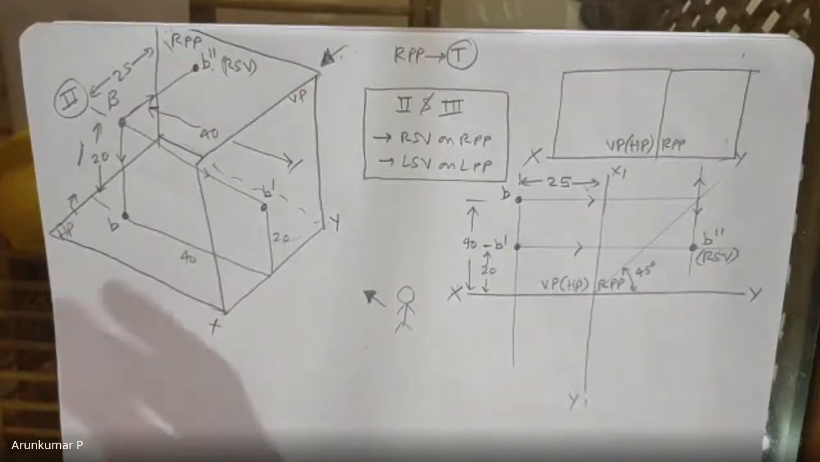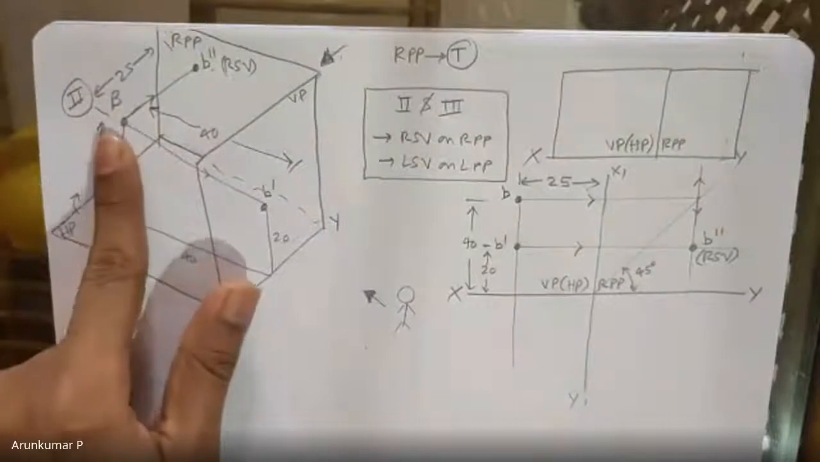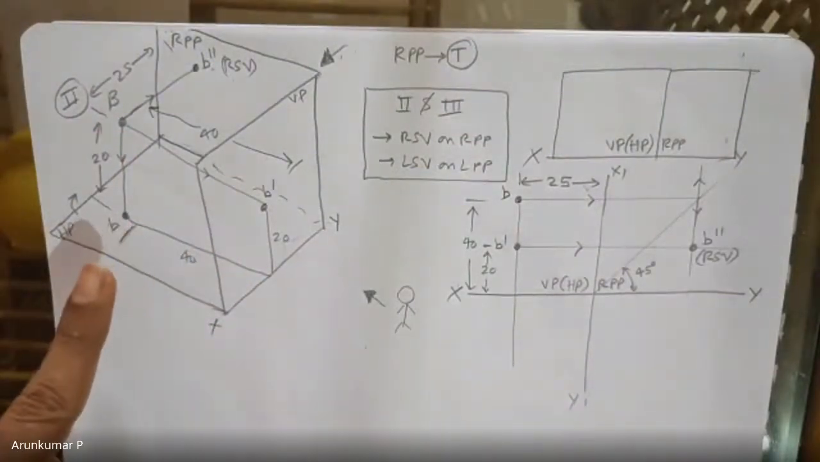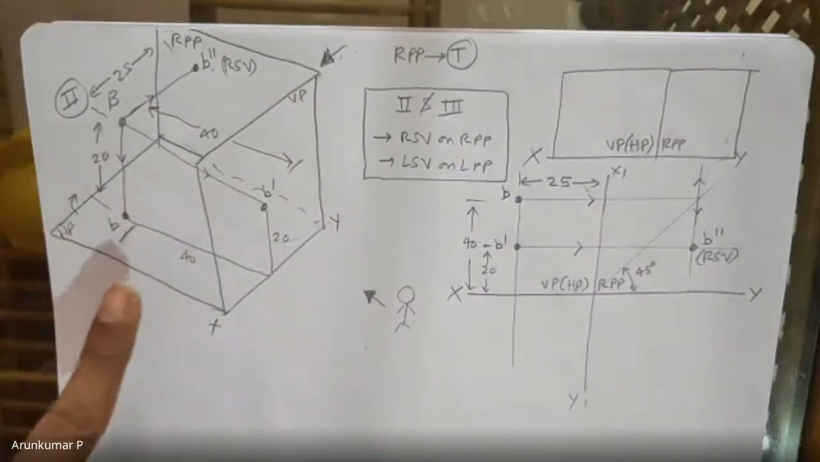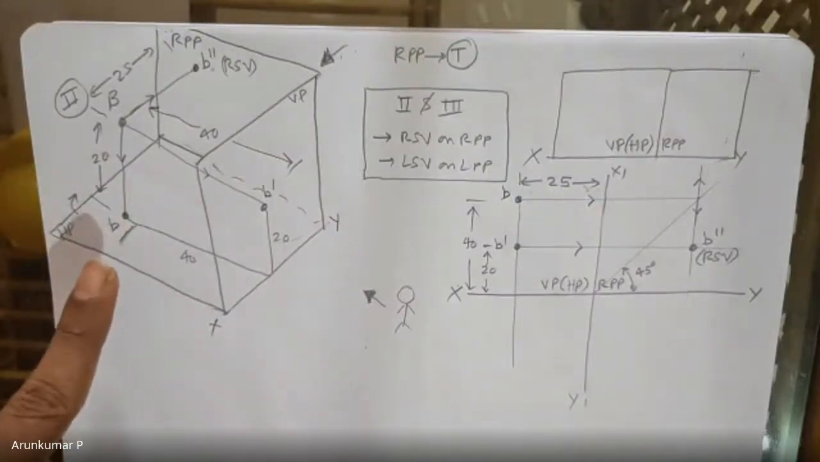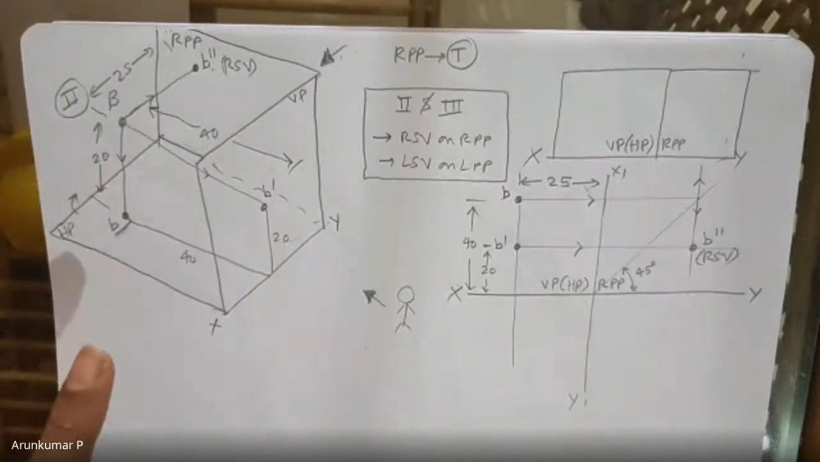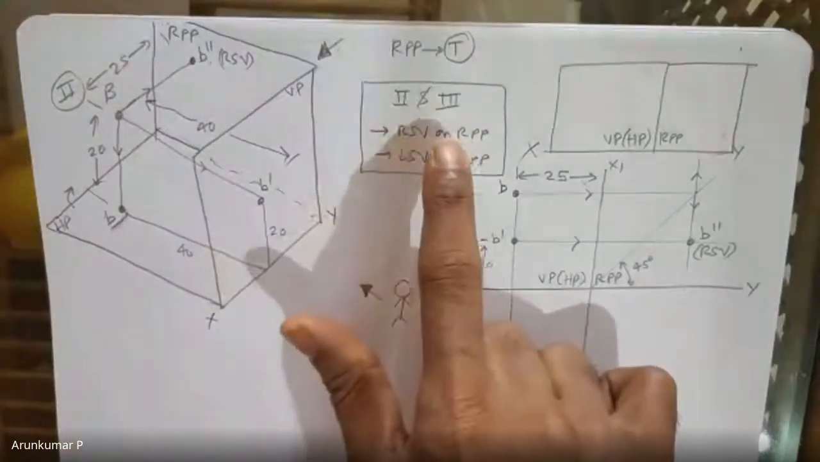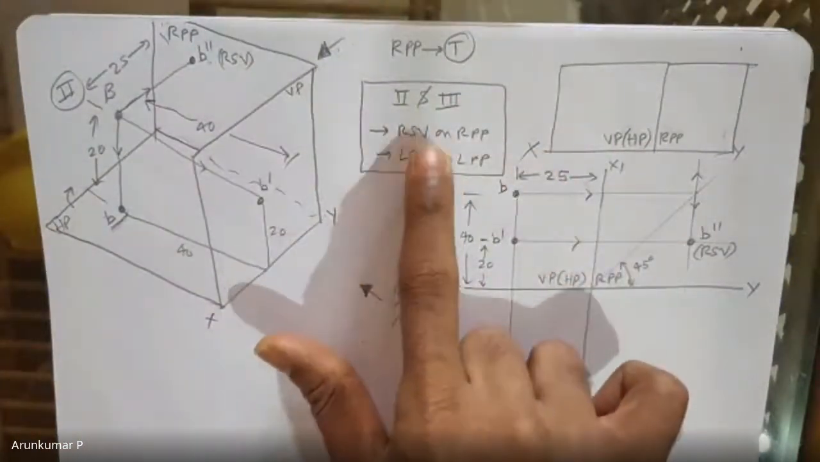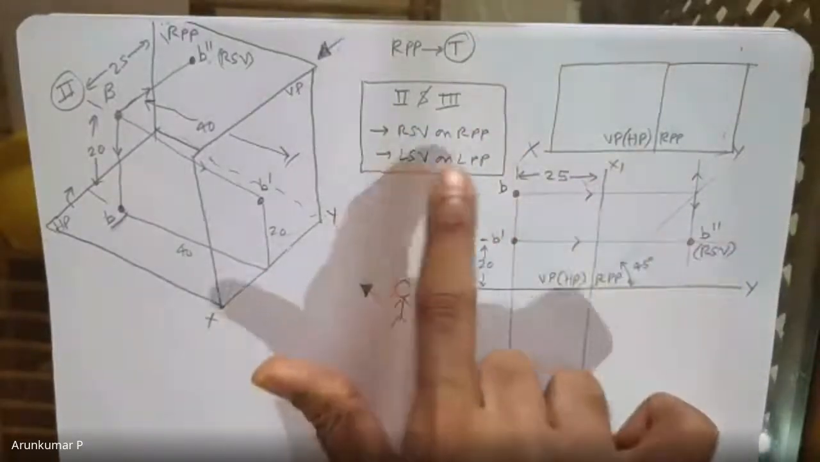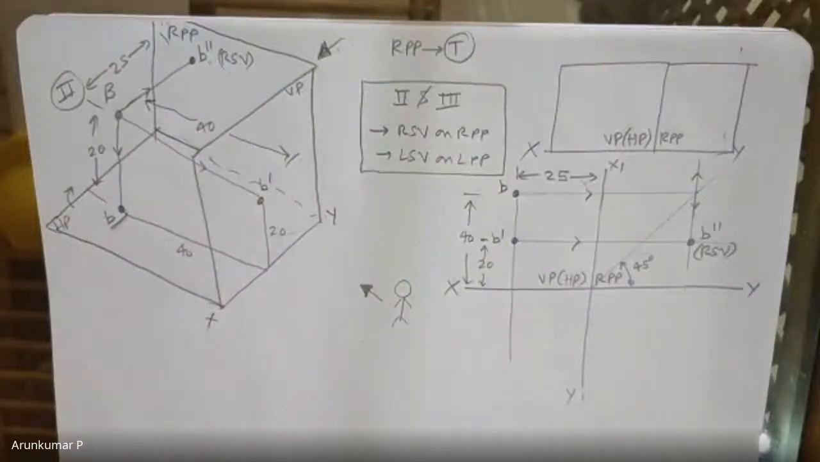Similarly, if you draw the left profile plane, you will be looking from the left side. So you have to make the left profile plane transparent, and you will get a left side view on the left profile plane. So this is the thing here, second and third quadrant. Right side view on RPP as you have got here, left side view you will get on LPP.